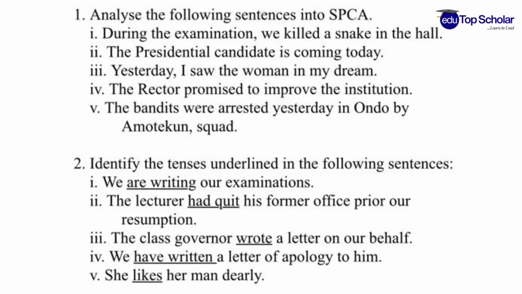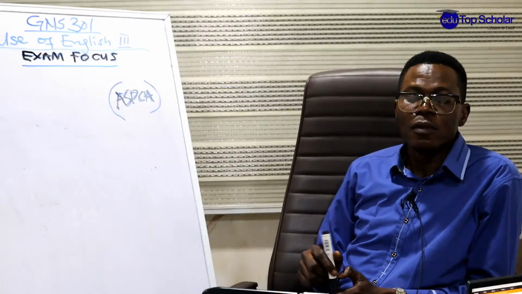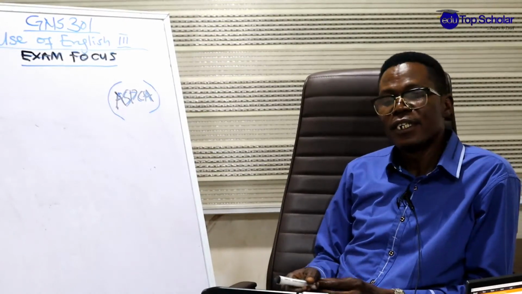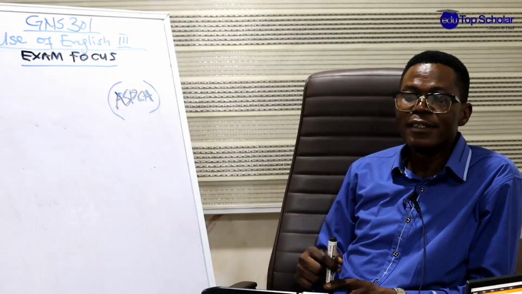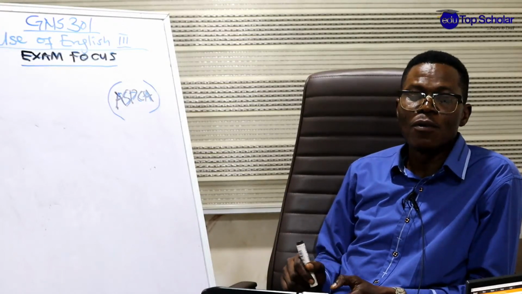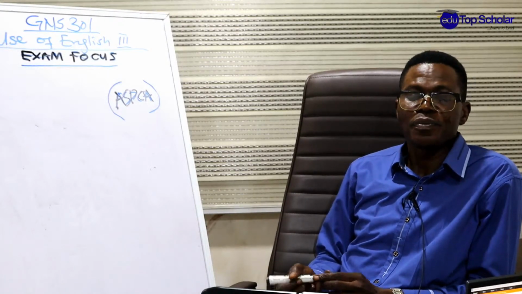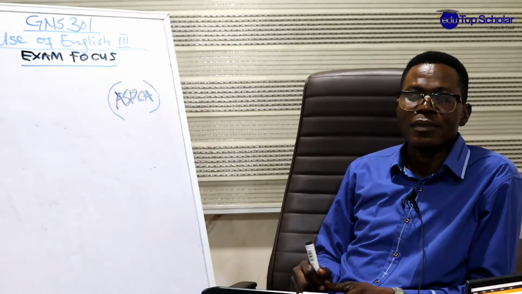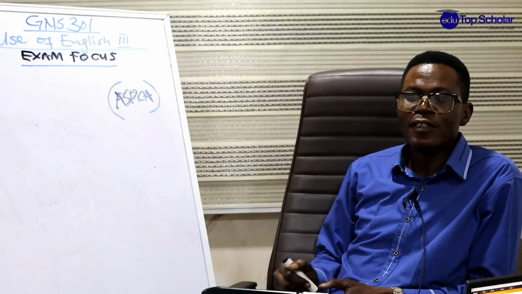So please write your summary at the end of each sentence. So we, the subject, killed, the predicator, a snake, the complement, then in the hall, another adjunct. So that is for sentence number 1. Then sentence number 2: the presidential candidate is coming today.